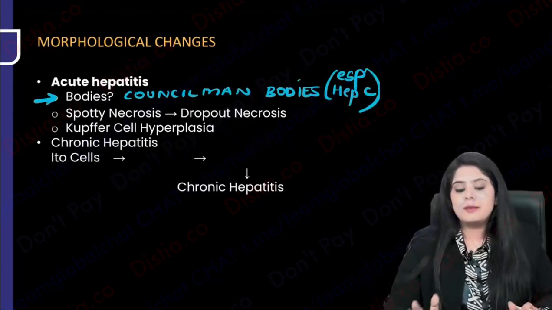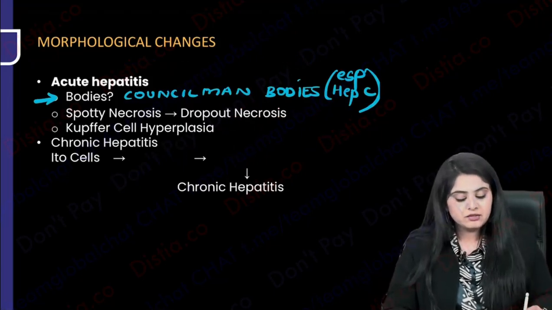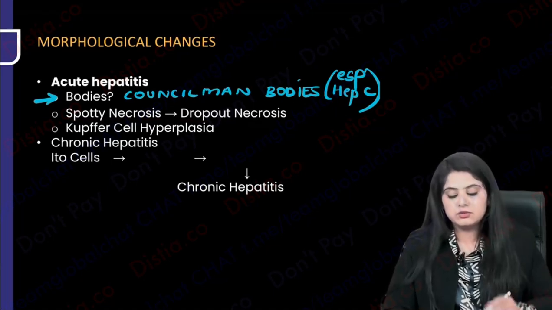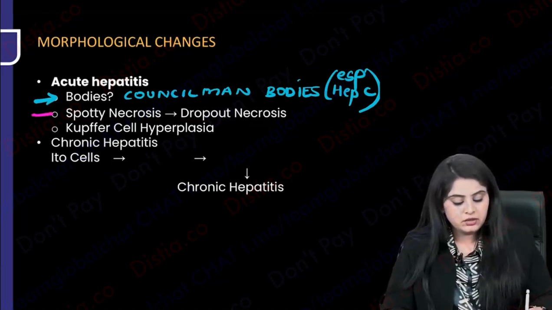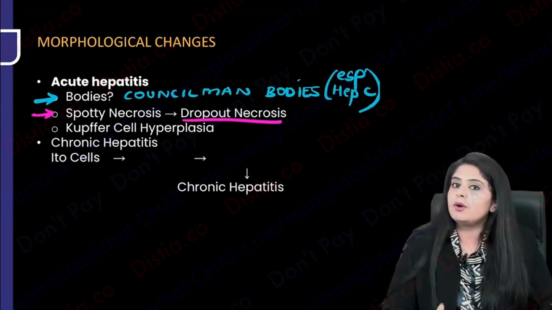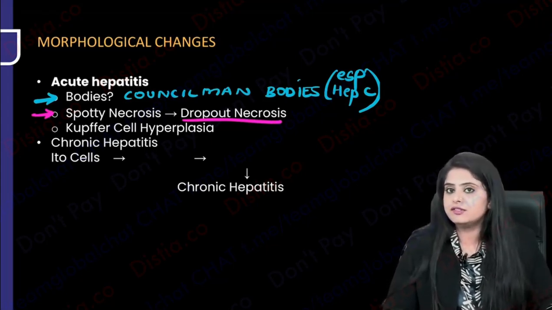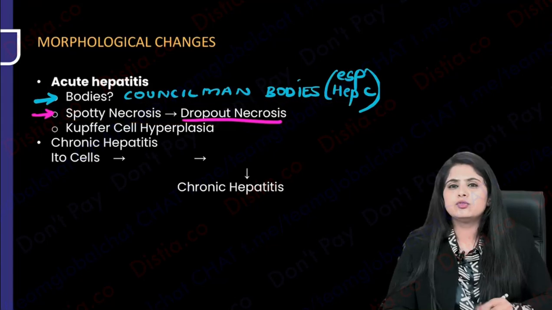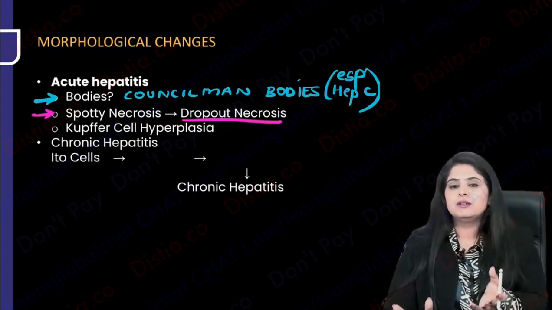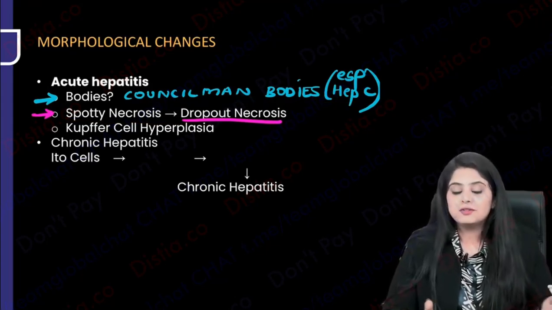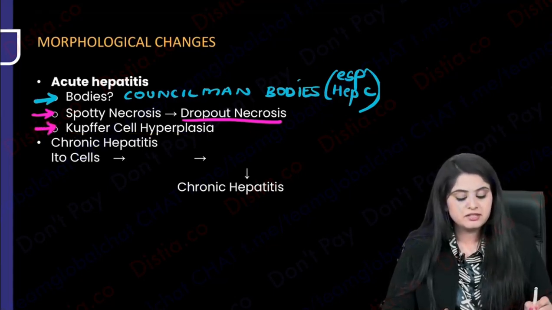Other than that, damage has started. So there is spotty and dropout necrosis. A few hepatocytes have started getting necrosed. So spotty necrosis, and necrotic cells will ultimately die out, so that will be known as dropout necrosis. So spotty and dropout necrosis are seen. Now there are apoptotic bodies being formed, necrotic bodies being formed. So much death happening. Which cell is suddenly going to say, oh wow, so much food, let me go and eat it? Macrophage. What is the macrophage in the liver known as? Kupffer cell hyperplasia. So what are the findings?